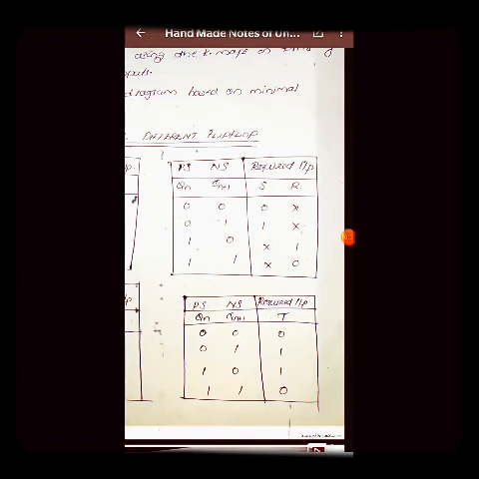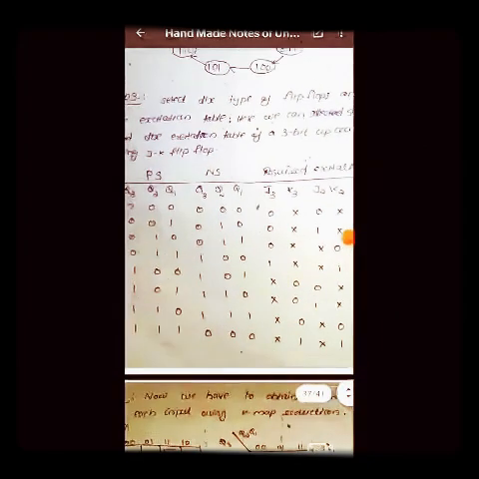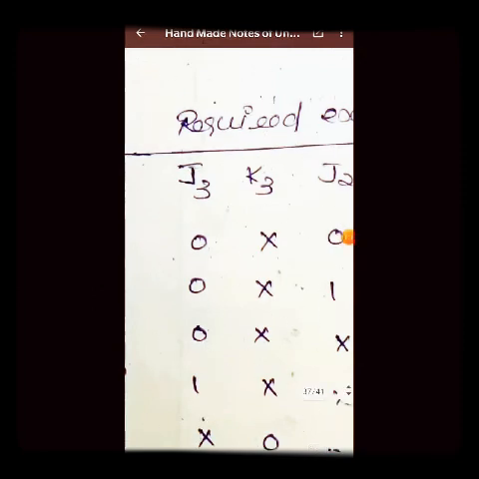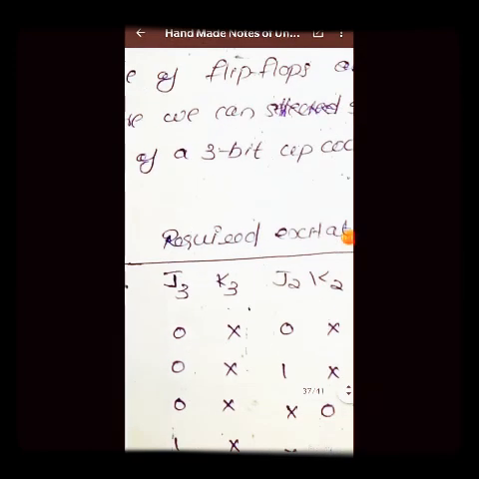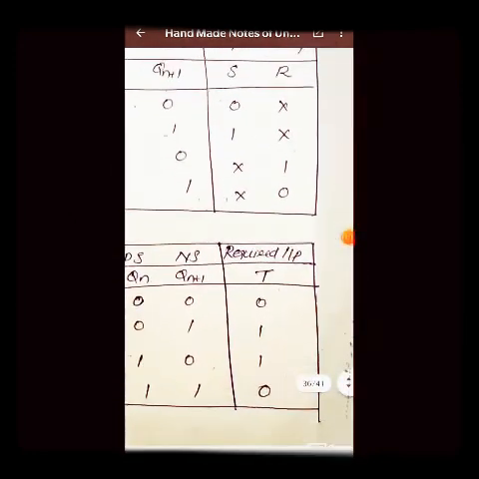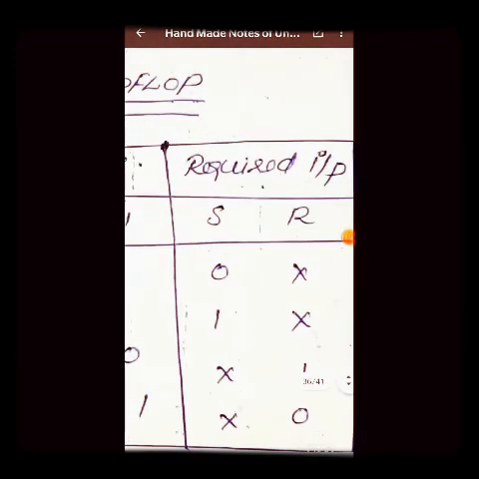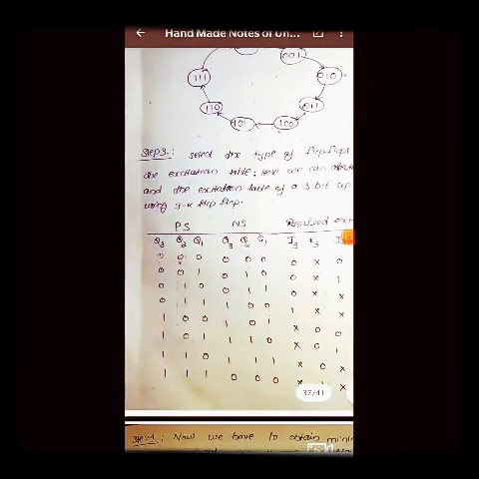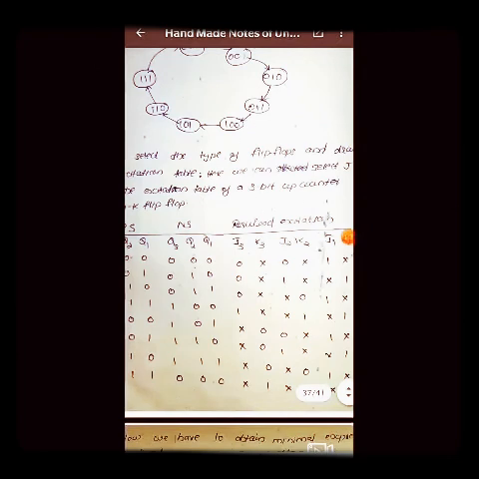Q1 and Qn plus 1. Present state and next state, if we are taking the value of 0, 0 of present state and next state, the value of S and R should be 0 and cross. The same value you can put here, the value of J3 and K3. As you can see very clearly, the value of J3 and K3 in the first row is 0 and cross, which is the same here. 0 and cross, right? So the value for 0, 0 should be 0 and cross. The value of present state of Q3 and next state of Q3 is 0, 0. So the value of J3 and K3 should be 0 and cross.